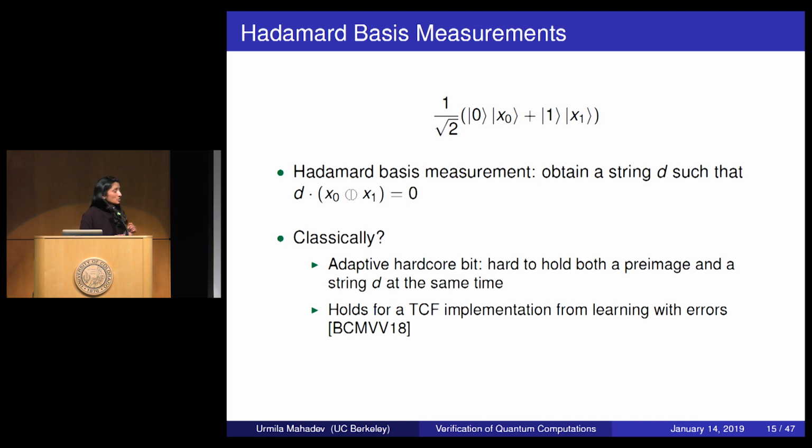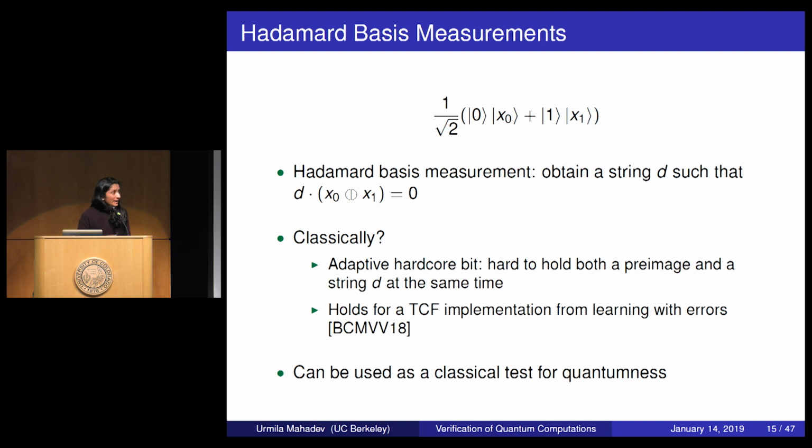And that's what I'm going to show you next. I'm going to show you how this specific trapdoor claw-free function can be used as a test for quantumness, basically using this task to verify that a machine is actually quantum.